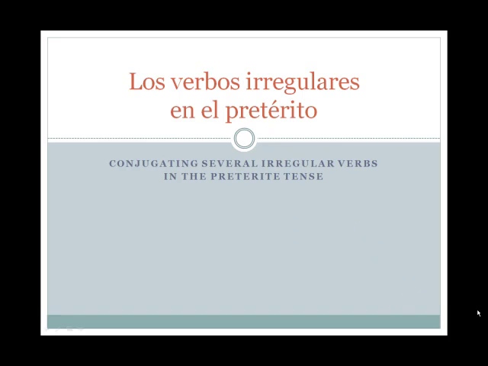Hola y bienvenidos al Español 102. Today we're talking about los verbos irregulares en el pretérito, about conjugating several irregular verbs in the preterite tense.